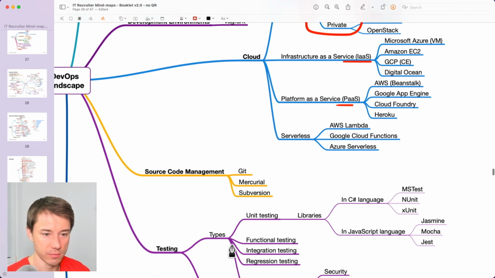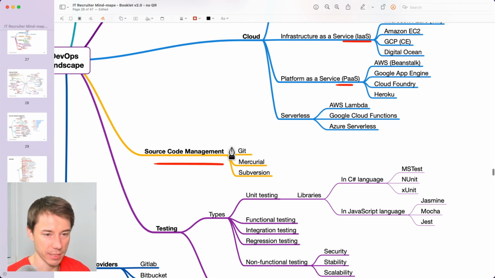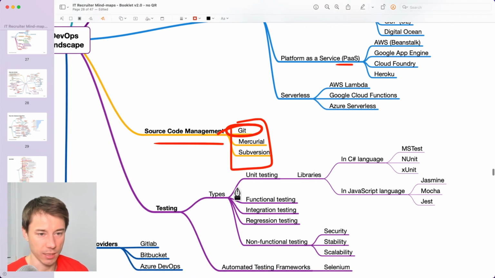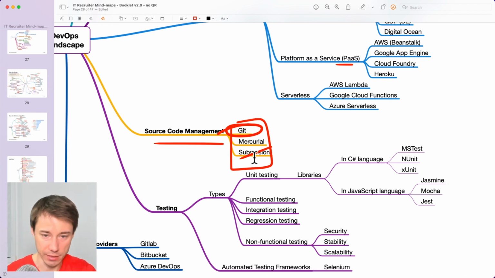And yeah, source code management, that's a must these days, but especially Git, that's the most popular one. With Git comes GitHub, GitLab, or Bitbucket. Mercurial and Subversion are considered rather obsolete. I just have them here, so when you see the keyword, you can recognize it, but Git is by far the most popular.